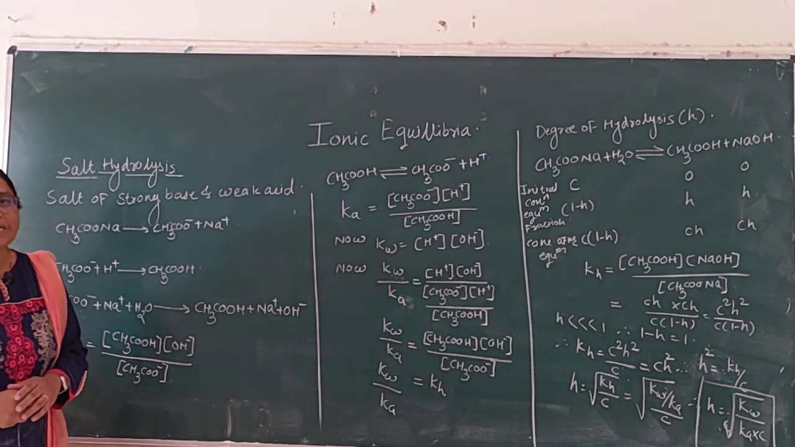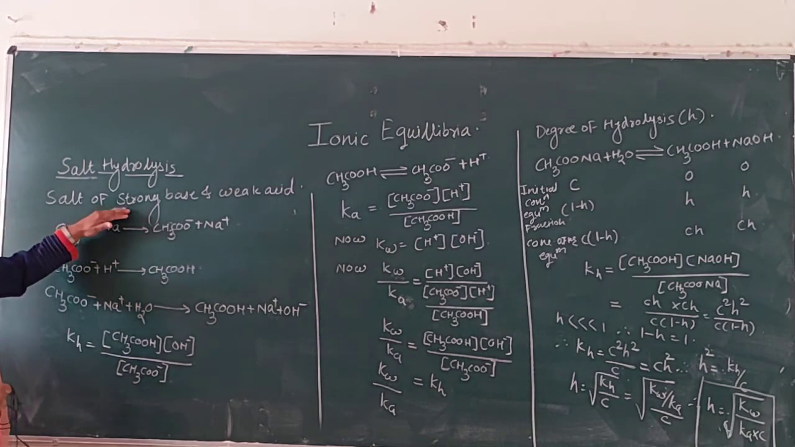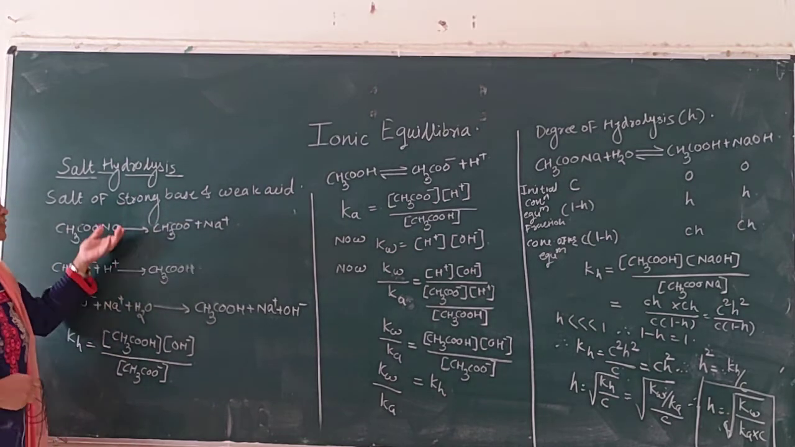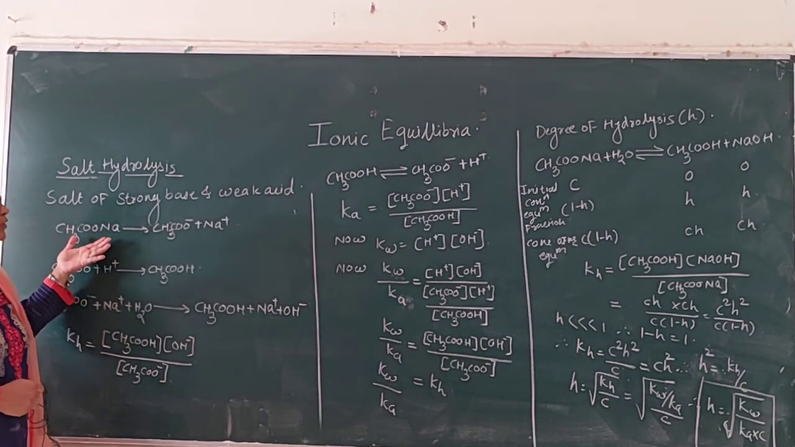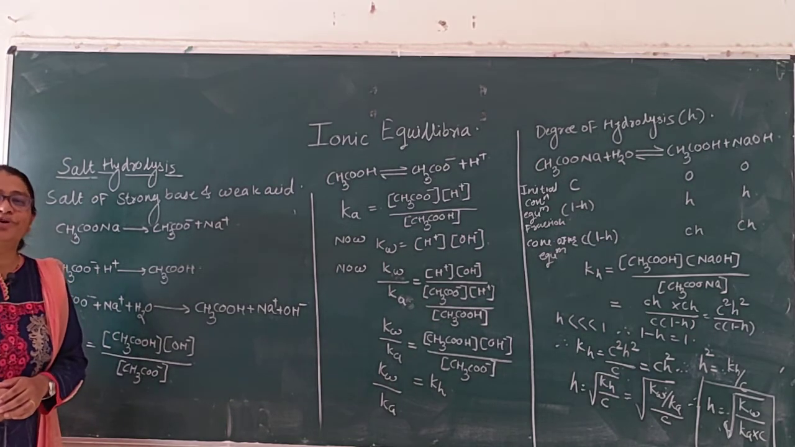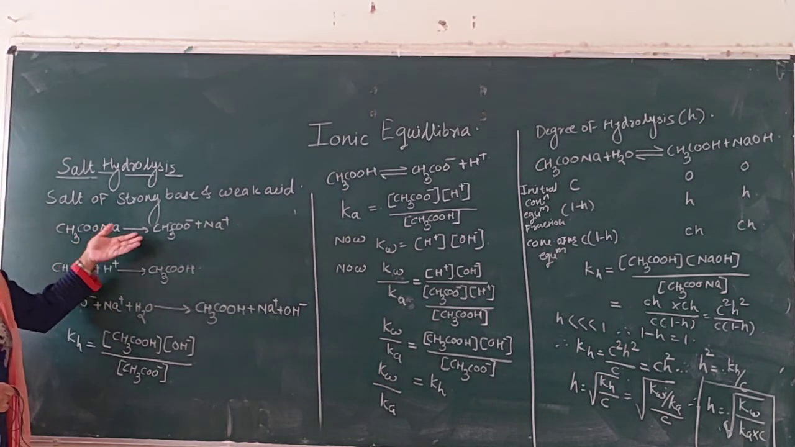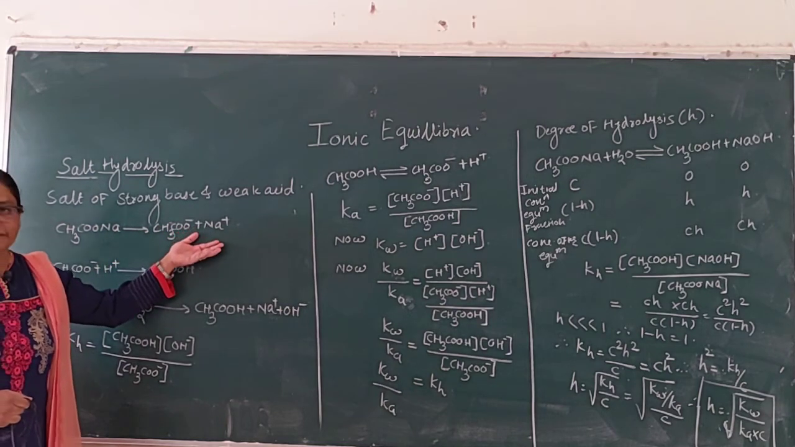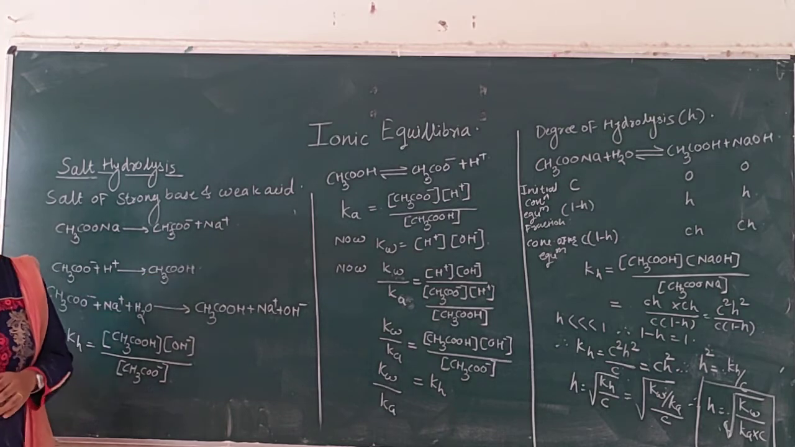Now we are going to see the hydrolysis of the salt of the type strong base and weak acid. The example of this is sodium acetate. When sodium acetate is dissolved in water, it dissociates completely as the acetate ion and the Na plus ion. This is how the dissociation takes place in the aqueous medium.